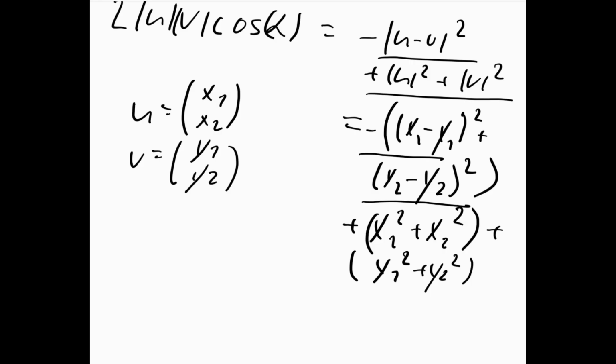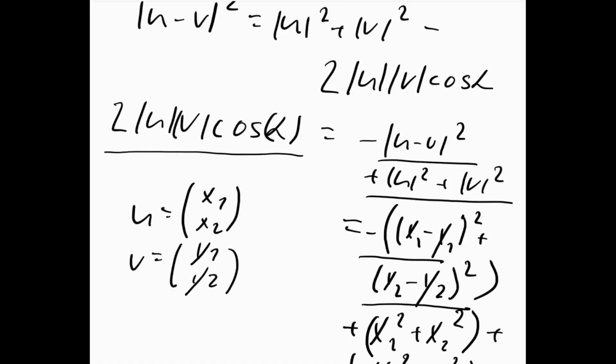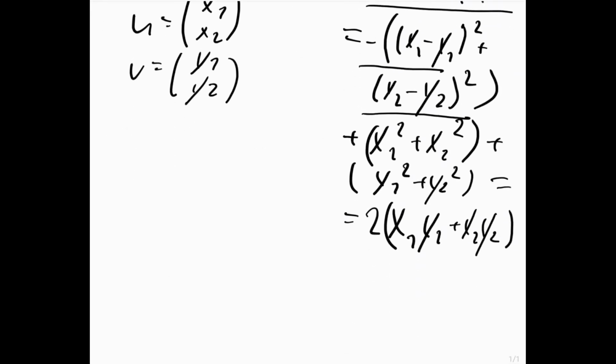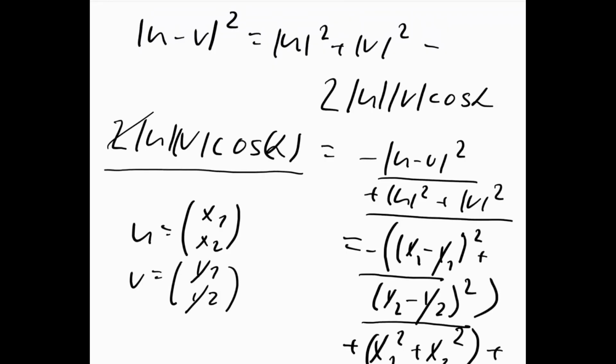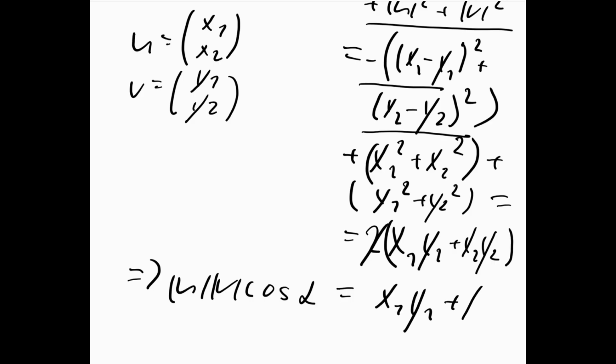But when we expand it and manipulate this algebraic equation, in the end actually we have this. So the 2 would cancel out with the other side, which all along stayed this. So we can divide by the 2. We get, therefore, u and v's magnitudes times cosine alpha is actually equal to this: x1, y1 plus x2, y2.